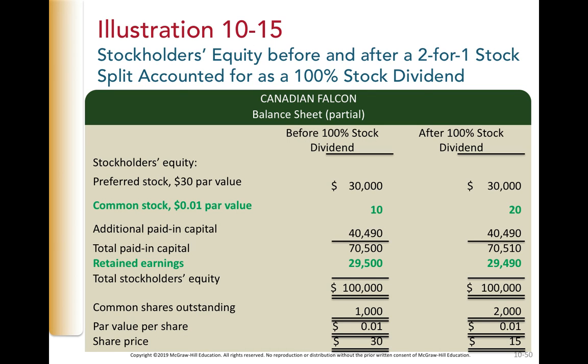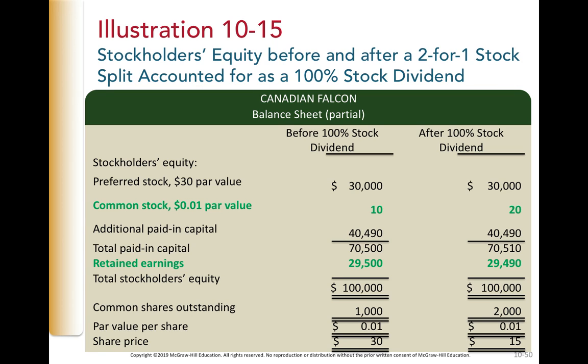Let's look at an example. This is a stockholders' equity before and after a 2-for-1 stock split accounted for as a 100% stock dividend. Now, if you look at the before, the preferred stock is $30,000 and the common stock is $10,000. The additional paid-in capital is $40,490, bringing the total paid-in capital to $70,500. The retained earnings is $29,500, so the total stockholders' equity is $100,000. The common shares outstanding are 1,000, and the par value per share is 1 cent. The share price is $30.